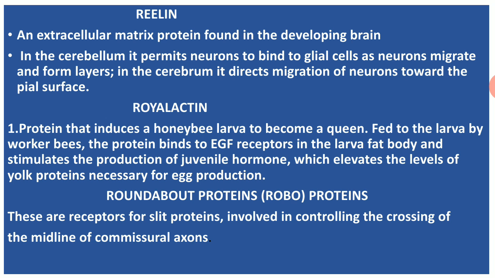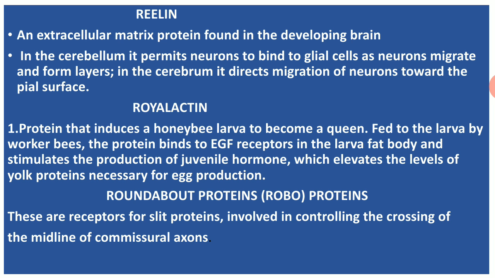Reelin, an extracellular matrix protein found in the developing brain. In the cerebellum, it permits neurons to bind to glial cells as neurons migrate and form layers. And in the cerebrum, it directs migration of neurons towards the glial surface.